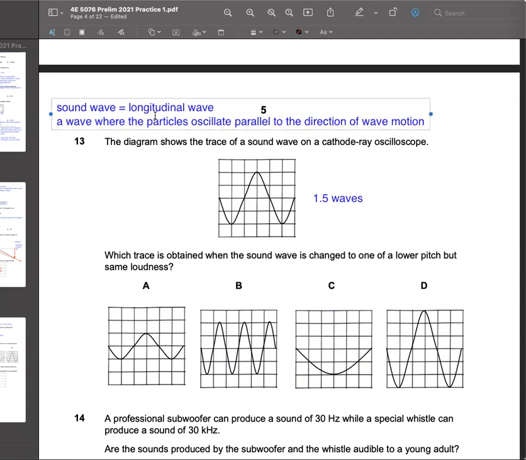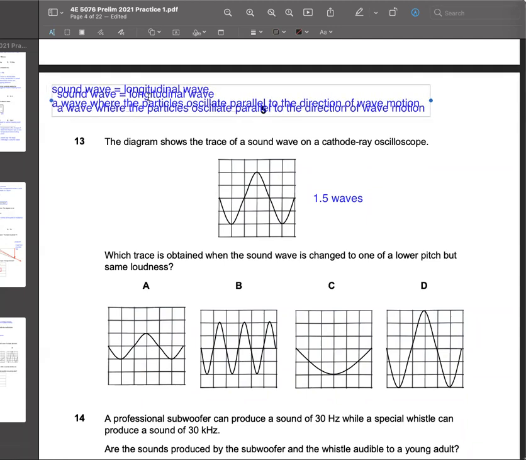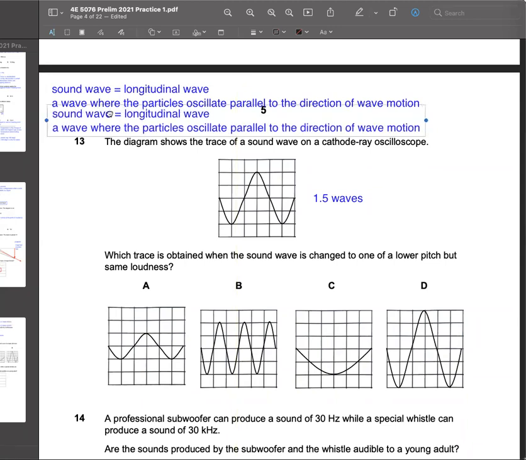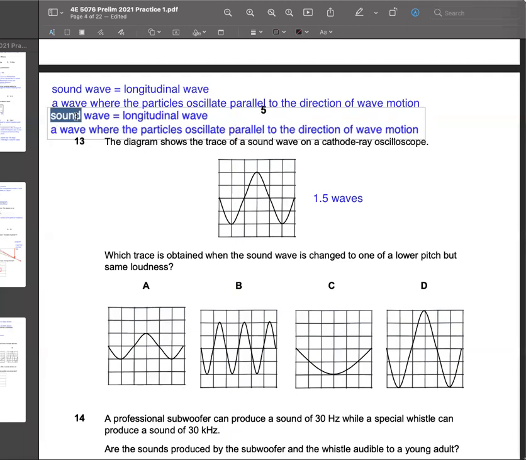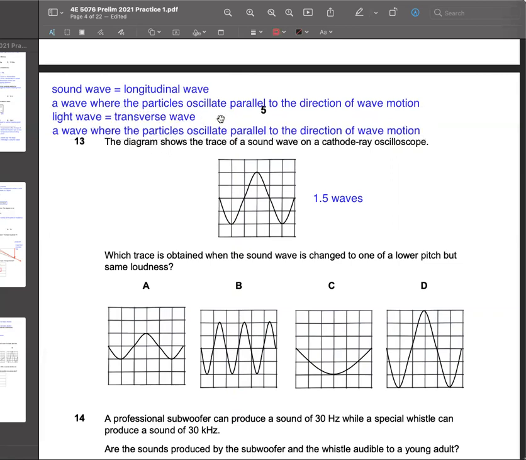Then what is a transverse wave? A wave where the particles oscillate perpendicular to the direction of wave motion. So all in your light waves, radio waves, X-rays, whatever, they are all transverse. So a transverse wave means a wave where the particles oscillate perpendicular.